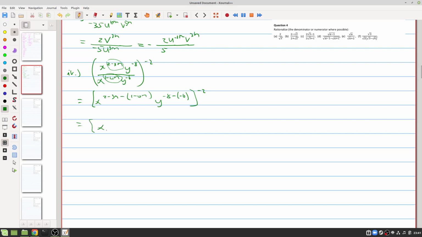Okay, so now we have our x. So let's just simplify this. So we've got 2 minus 1, which is 1. And then we've got negative 3n minus minus 4n. So negative 3n plus 4n is plus n.